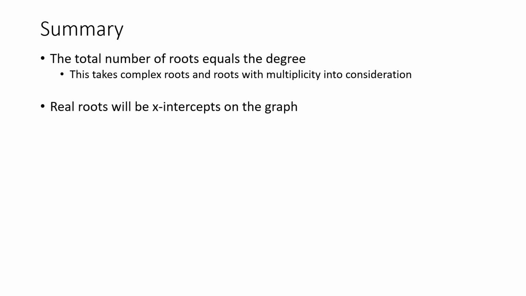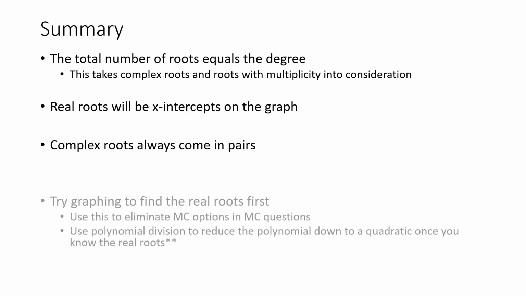Real roots will be x-intercepts on the graph. So if all you need are the real roots, the graph is probably the way to go. Complex roots always come in pairs, always, always, always. So when you're dealing with the things with the i's in them, make sure that you always have 2 of them or 4 of them, 6 of them.